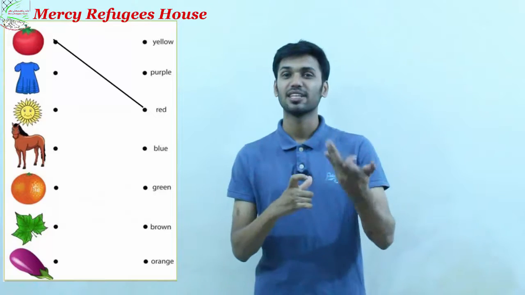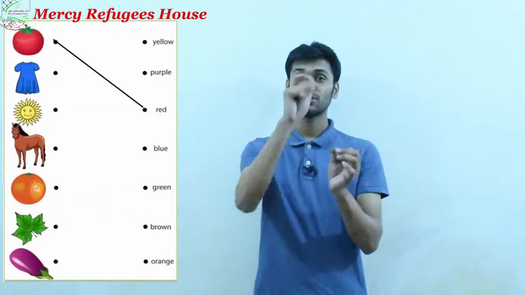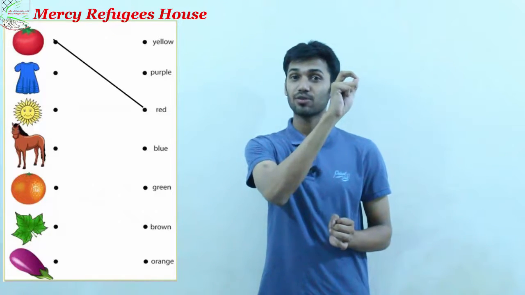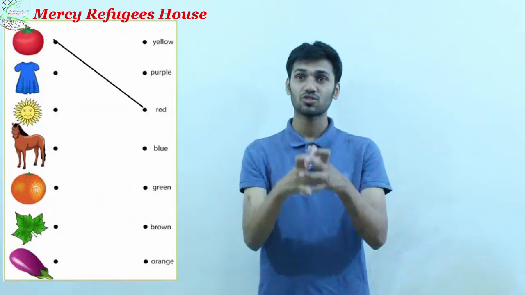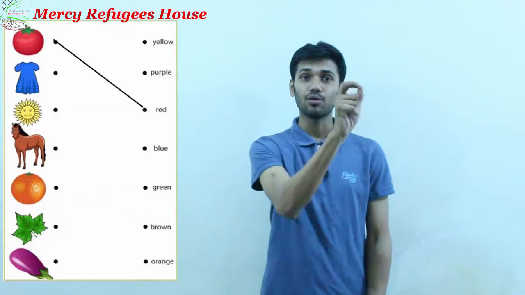exercise, it has given an example. We have shown you how they could do it. You show it to the students. You just take the arrow from here to here. For example, the first one is a tomato. The tomato is red. It's a red tomato. So the arrow went to the color red.